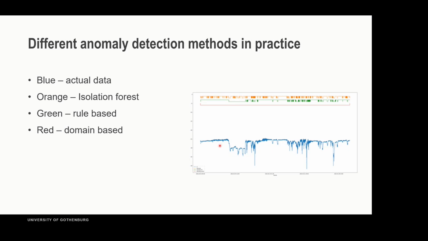And if we look at the anomaly detection algorithms, if we, for example, go for a rule-based, as I mentioned before, if we look at the papers describing anomalies, then basically the entire period would be classified as anomaly. That's the red line. That's the domain based.